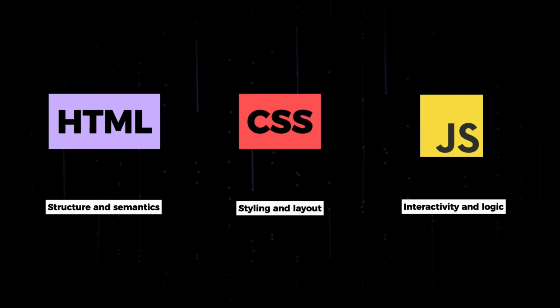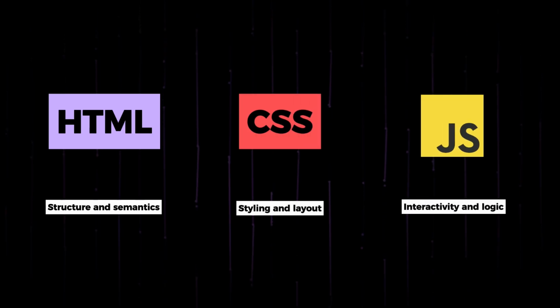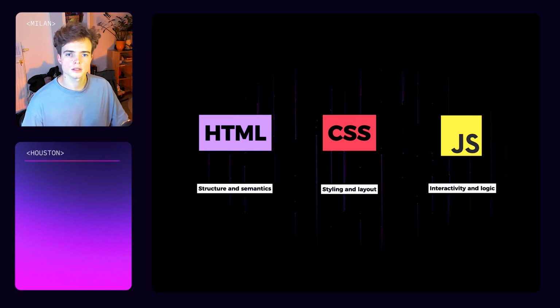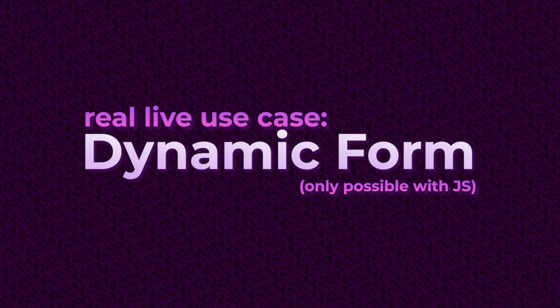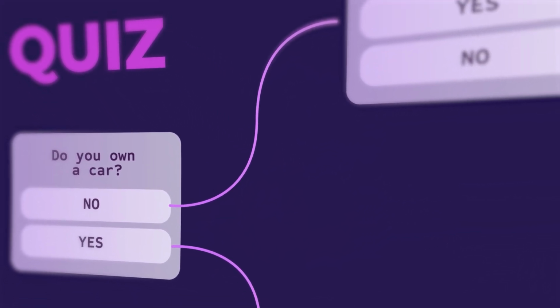HTML provides the structure and semantics, CSS handles styling and layout, and JavaScript adds interactivity and logic. So what exactly can JavaScript do that HTML can't? Well, let's look at a real-life example. Dynamic forms. Imagine you're building an online quiz where the next answer depends on the previous question.